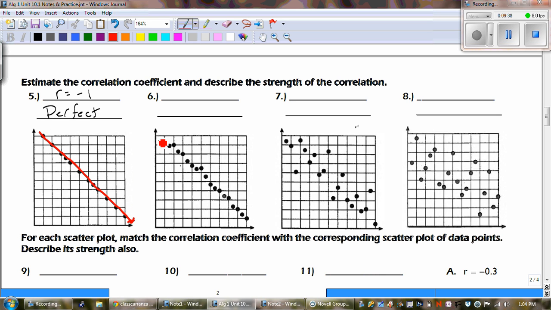Let's look at 6. Once again, I'm going to draw my line. Sorry guys, I don't have a ruler on me, but you can see that all of the numbers are extremely, extremely close. Okay, so that means that it's a strong correlation. And we need to estimate a strong, we said that strong was 0.9.